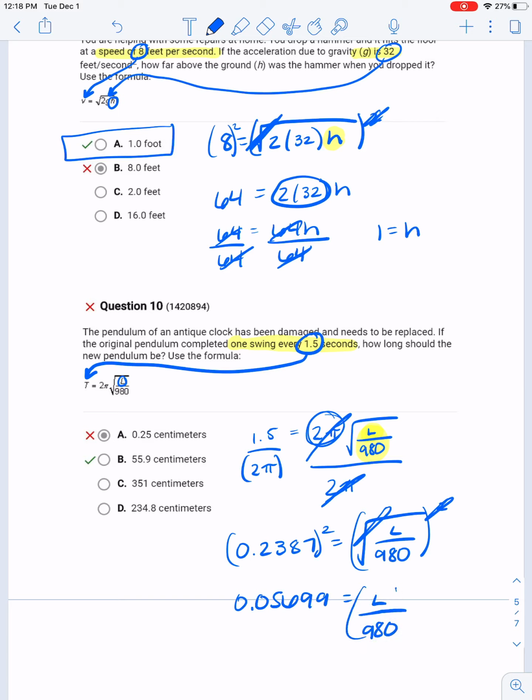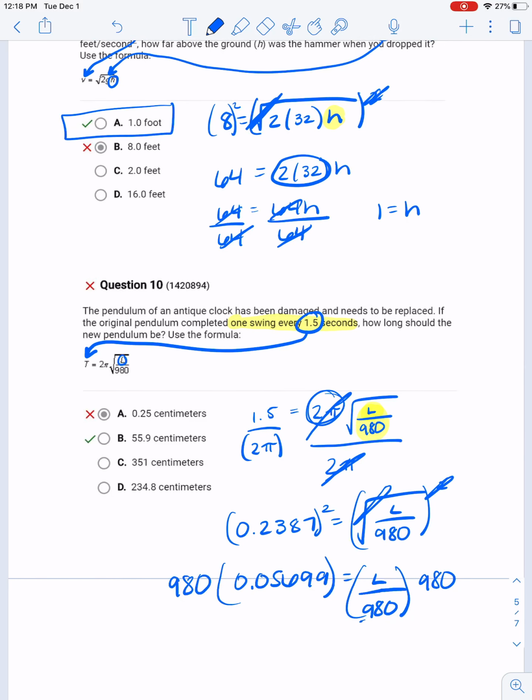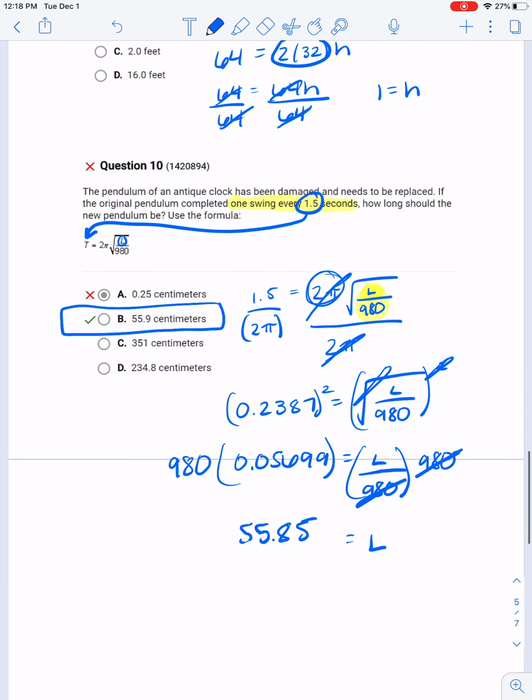And then you're almost done. To get L by itself, we're going to multiply both sides by our denominator, 980. And it'll become a larger number, not so tiny of a decimal. Okay, so this cancels and I get L is equal to 55.85, so right here, 55.9.